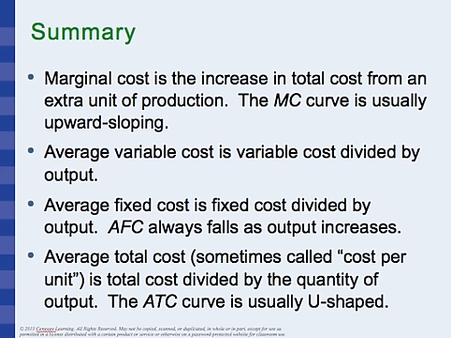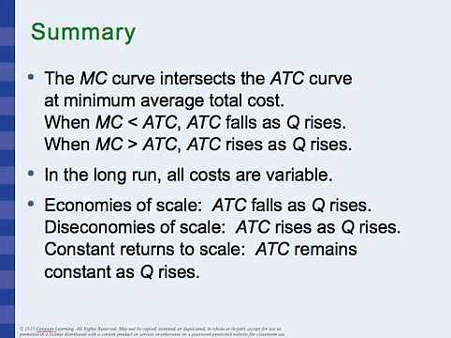So average total cost, sometimes called cost per unit, is total cost divided by the quantity of output. The average total cost curve is generally very much U-shaped. The marginal cost curve intersects with the average total cost curve at the minimum average total cost. When marginal cost is less than average total cost, average total cost falls as Q rises. However, when marginal cost is on that upswing, when marginal cost is greater than average total cost, average total cost rises. It pulls it up. Think about the GPA example given in the text.